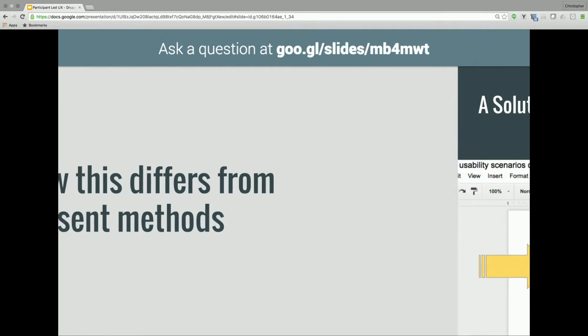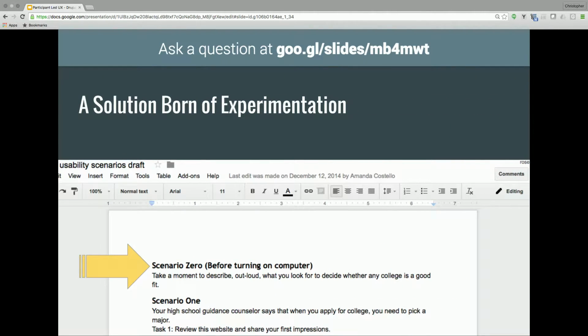So how this then differs from the present methods is that there's a way that we start a usability exercise. And for those of you who haven't sat through one before, there are a couple of links on the actual talk track on the website for Drupal Camp. You can see the traditional and a participant-led example in action. But the way that the participant-led method varies is that instead of just jumping straight into the usability exercise with task 1, we set aside a block of time at the beginning to find out what scenario 0 is.